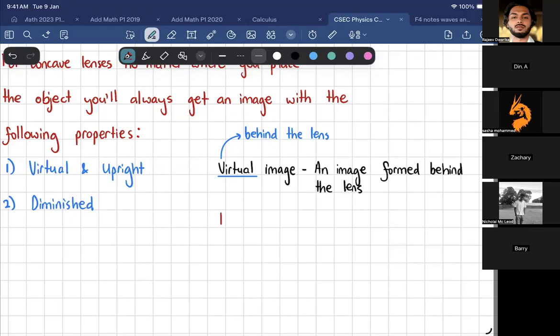Yes, sir. Okay. And the word diminished just means smaller. It just simply means that the image height will be less than the object height.